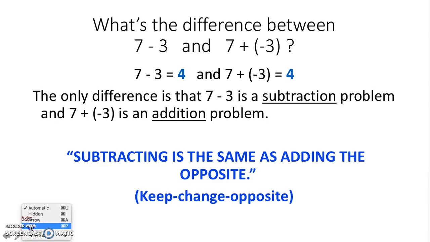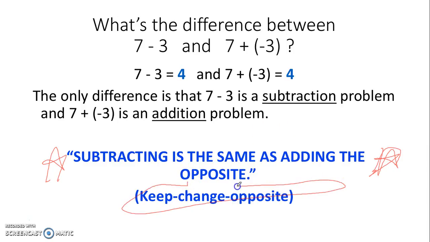I do want you to write this down. So pause the video and write this down: subtracting is the same as adding the opposite. This part is very important. And remember, for this one, it's keep, change, opposite. Keep, change, opposite. If you need to pause the video to write this down, do that.